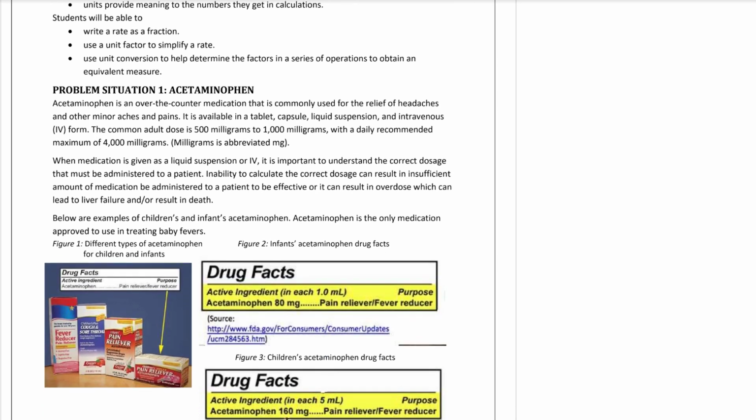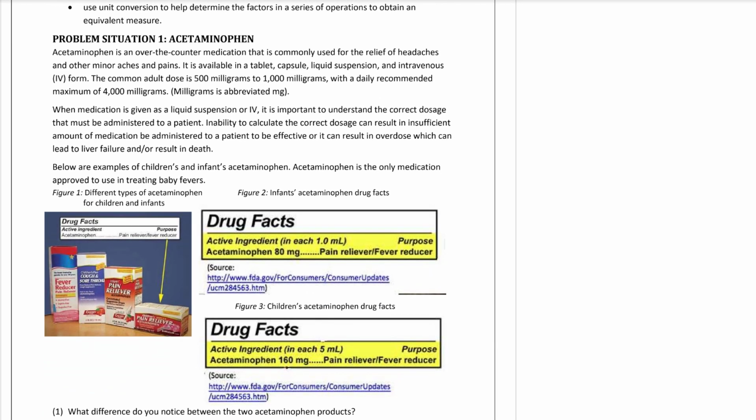So let's begin. Problem situation number 1. Acetaminophen is an over-the-counter medication that is commonly used for the relief of headaches and other minor aches and pains. It's available in a tablet, capsule, liquid suspension, and IV form. The common adult dose is 500 milligrams to 1,000 milligrams with a daily recommended maximum of 4,000 milligrams. Milligrams will be abbreviated as mg.